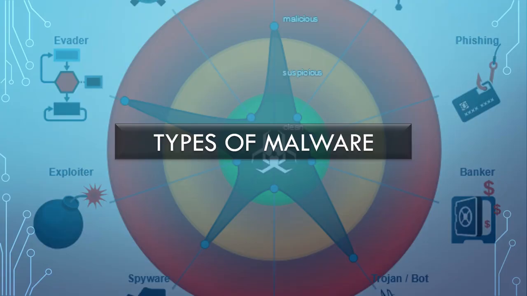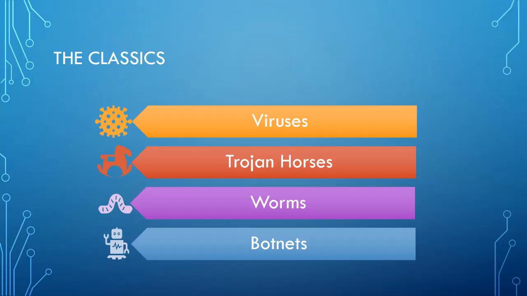So let's talk about the types of malware that we can find. First, we will start with the classics. The most common one, the one that we all hear about, viruses. That's where the word antivirus comes from. So basically a virus is going to try to infect every single machine that is connected. The virus is going to try to propagate like a normal virus, and it's trying to take control all over the place.